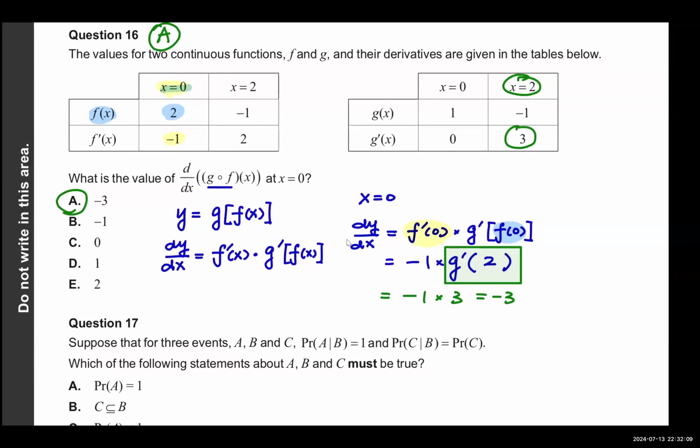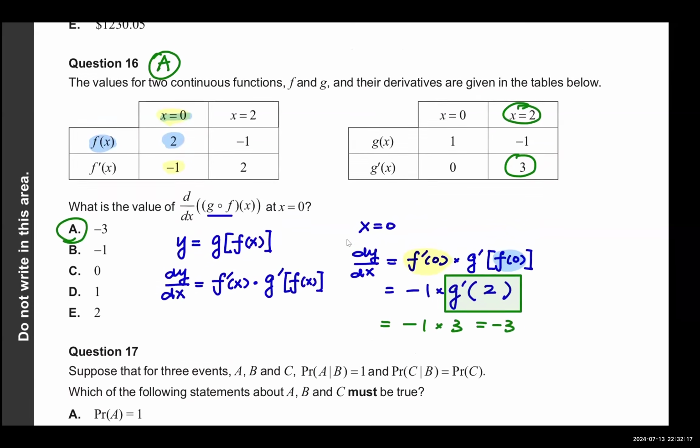Well, this sort of table and derivative evaluation question is getting more and more popular. So just be aware of this sort of question, okay? Make sure you apply your product rule, quotient rule, or chain rule properly, and then identify the values cautiously, okay?